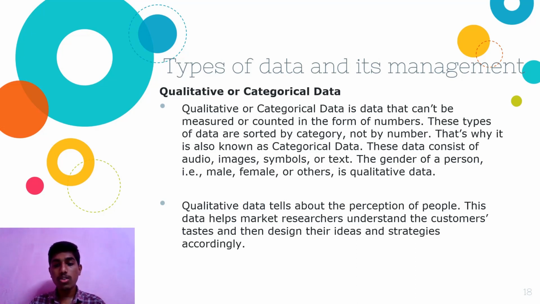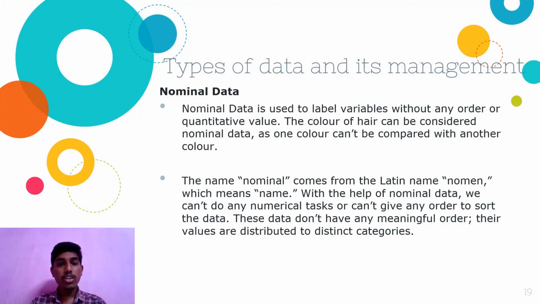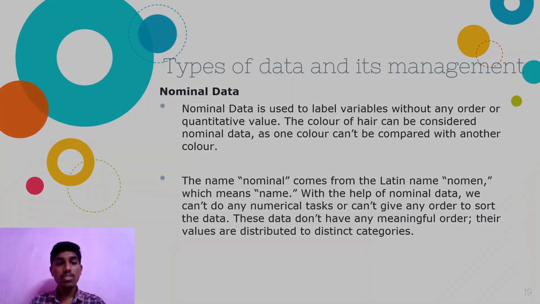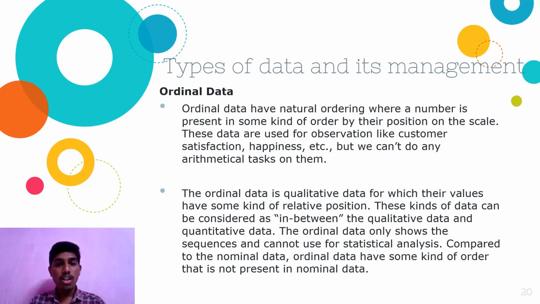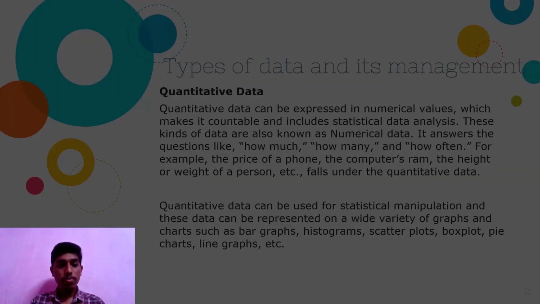Qualitative data tells us about the perception of people. Nominal data. Nominal data is used to label variables without any order or quantitative value. The color of hair can be considered nominal data, as one color can be compared with another color. Ordinal data. Ordinal data have natural ordering where a number is present in some kind of order by its position on the scale. These data are used for observation like customer satisfaction, happiness, etc. But we can't do any arithmetic tasks on them.